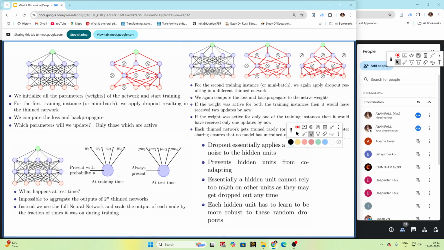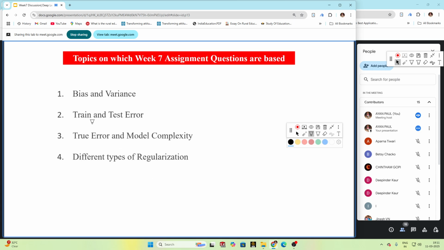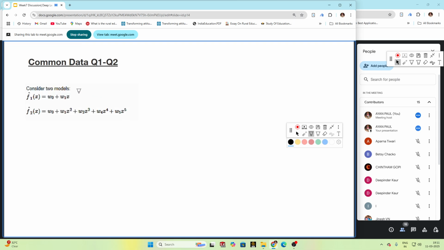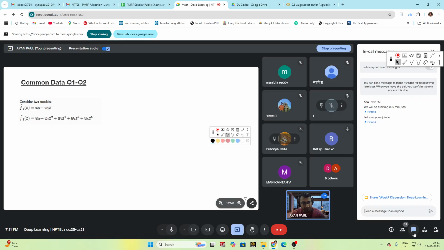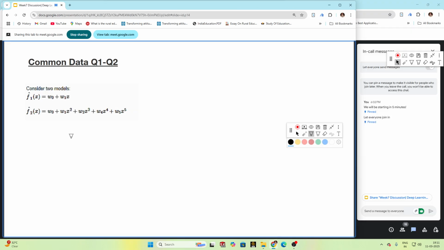Okay, so by this we will be moving to our question answer session. The questions this week will be based on bias variance, train test error, true error, model complexity, and different types of regularization. So this is the first question. I will show the question, and I expect everyone to guess the answer first, and then we will discuss the answers.